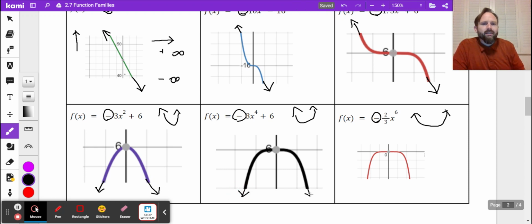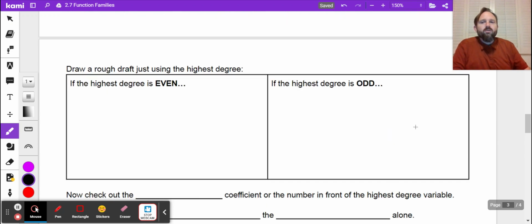We'll talk about that in another video. As x decreases, y decreases. As x increases, y decreases. All right, let's go on to our last page, and then you have your homework.